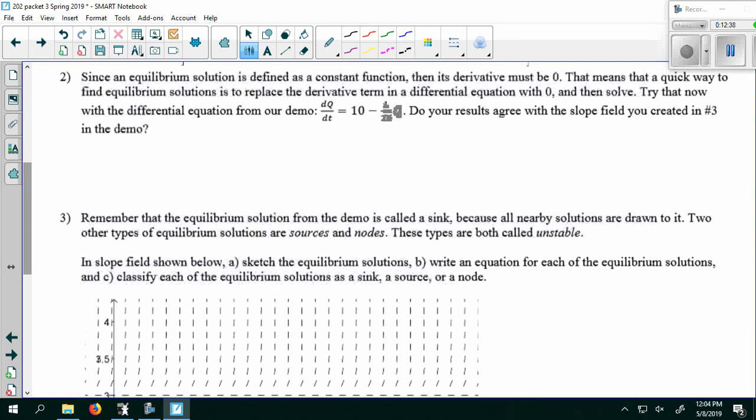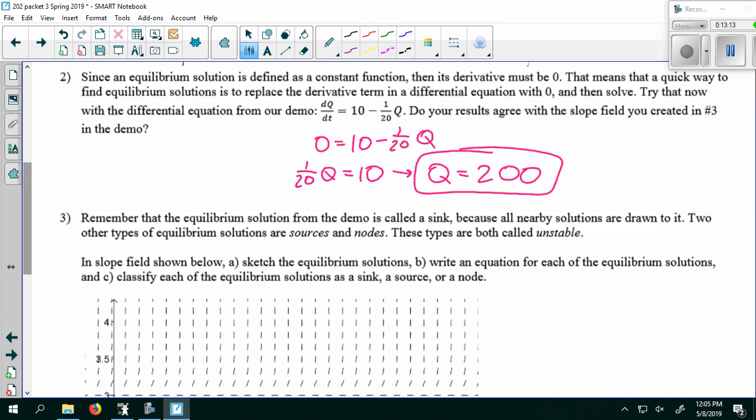Since an equilibrium solution is defined as a constant function or an unchanging function, its derivative has to be 0. The derivative of a constant is 0. So that means that a quick way to find equilibrium solutions is to replace the derivative term in a differential equation with a 0 and then solve. So I'm going to replace this dq/dt with a 0: 10 minus 1/20th q. So I get 1/20th q equals 10, which means that q is 200. And that is exactly what we came up with when we built the slope field in the demo.